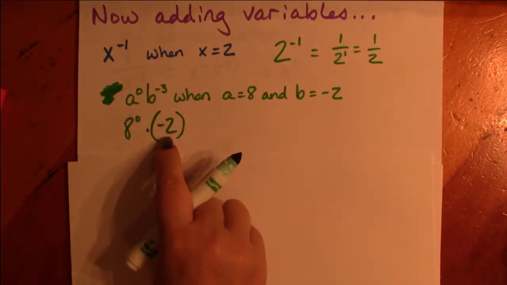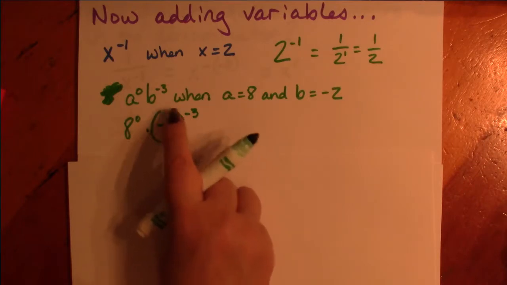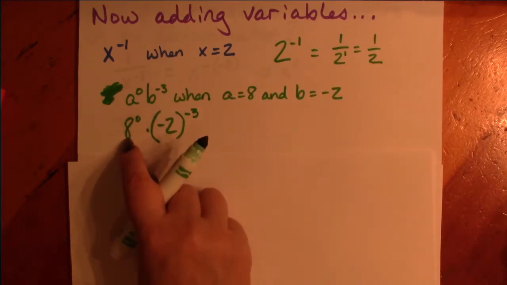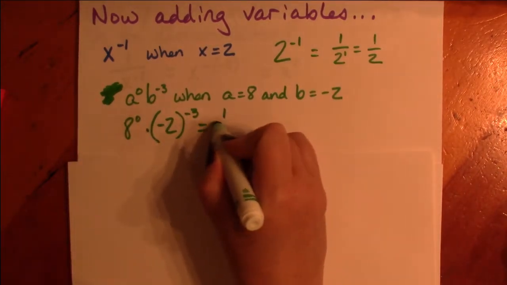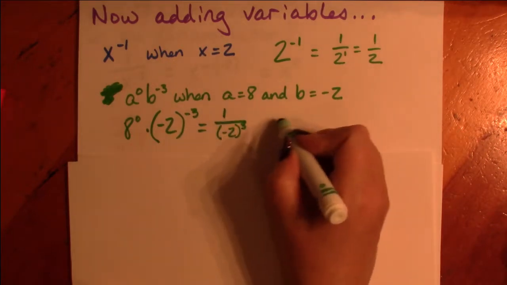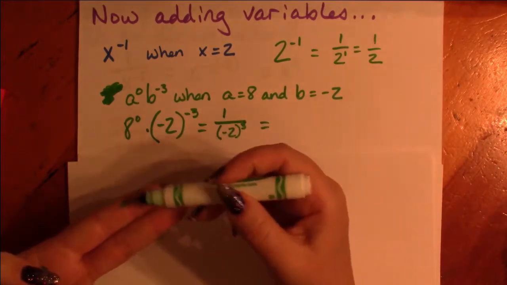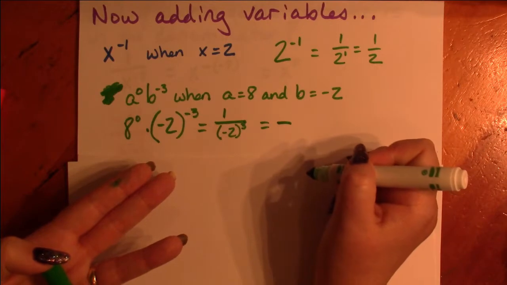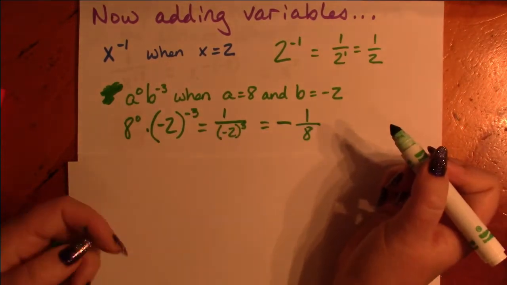So if we're going to do that to the negative third, we're going to put parentheses around everything that b is. Negative 2 to the negative third. Well, 8 to the 0 equals 1, so we're going to ignore it. This is 1 over negative 2 cubed, which is negative 2 times negative 2 times negative 2. So these two negatives cancel each other out. I've got one negative left, so my answer is going to be negative 1 over 2 times 2 is 4 and 2 is 8. Negative 1/8.